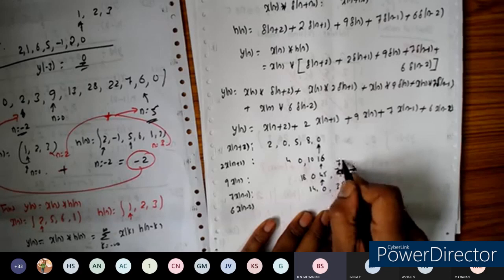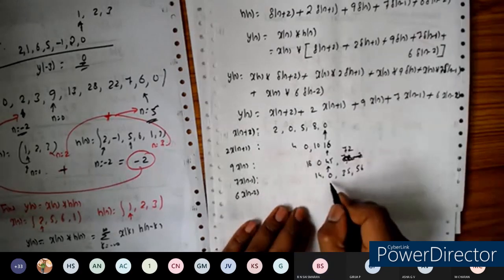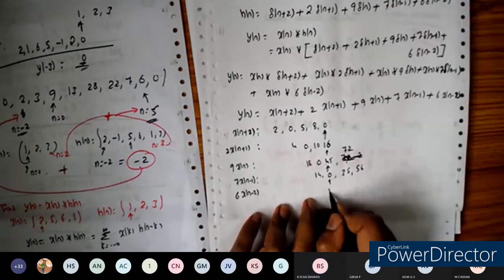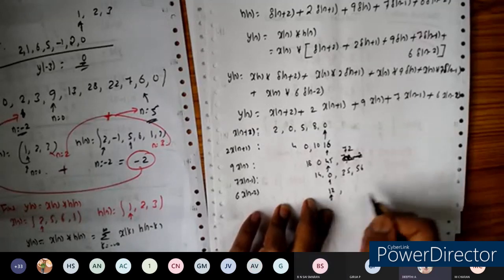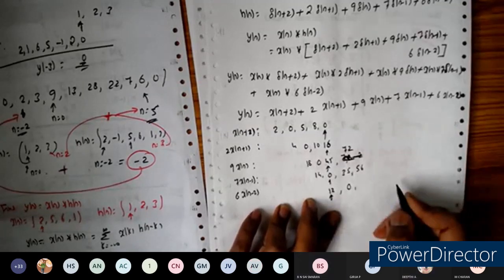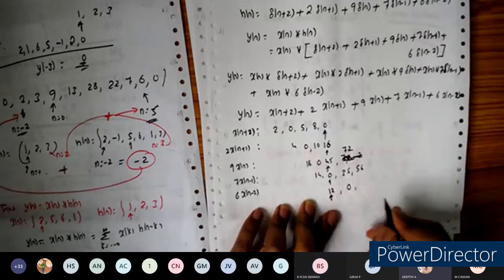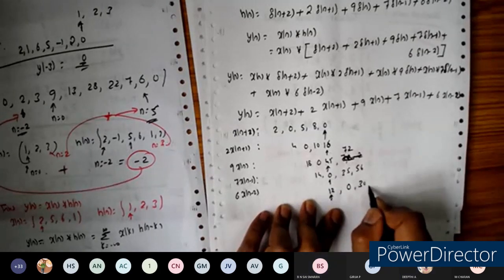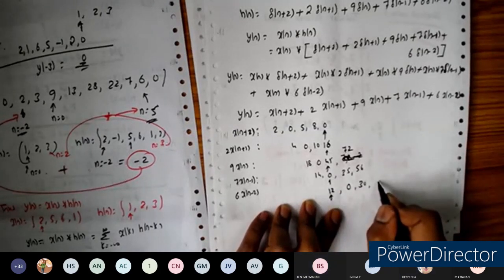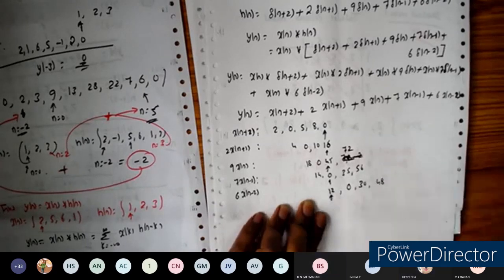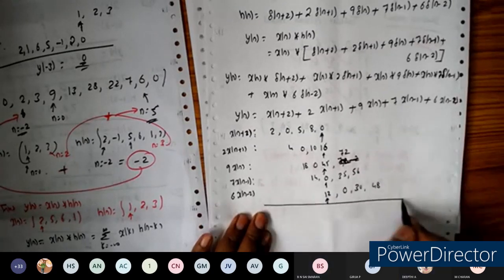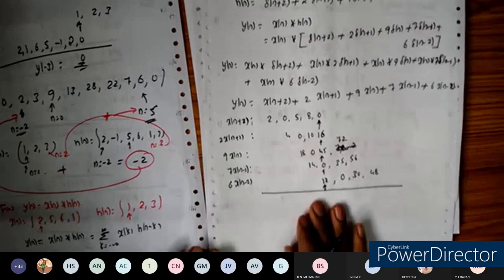Next, 6 into x of n minus 2. 12 will be the origin, sir. Okay, it will be the origin. Yes, sir. Next one is 0, 0, 30, 48. Okay, 48 you'll get here. Okay, so done.